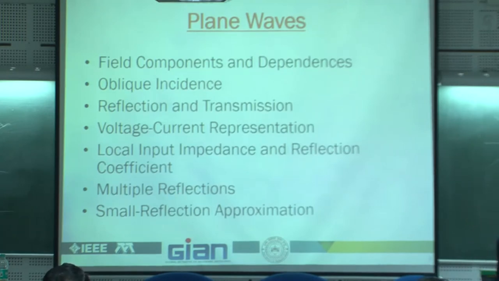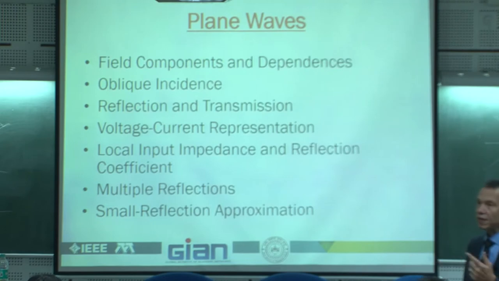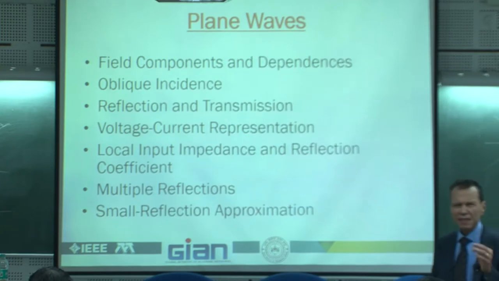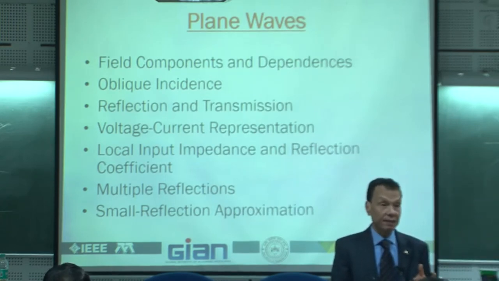So if you have what is called a stratified medium, and I have a plane wave which has a partial reflection at an interface and a partial transmission, and then it meets the next interface, and based on this interface you have another reflection, we will repeat this again, and then we will go to what is called the small reflection approximation. This is a tool in my hand in order to simplify things.